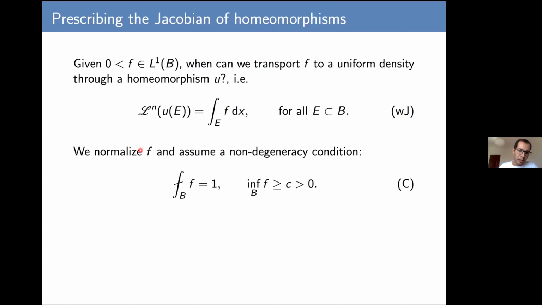I will normalize my data F, which I can always do without loss of generality. I assume that the average integral of F is 1. And I assume that F is not just positive, but actually uniformly positive. I will call this condition C for the data.